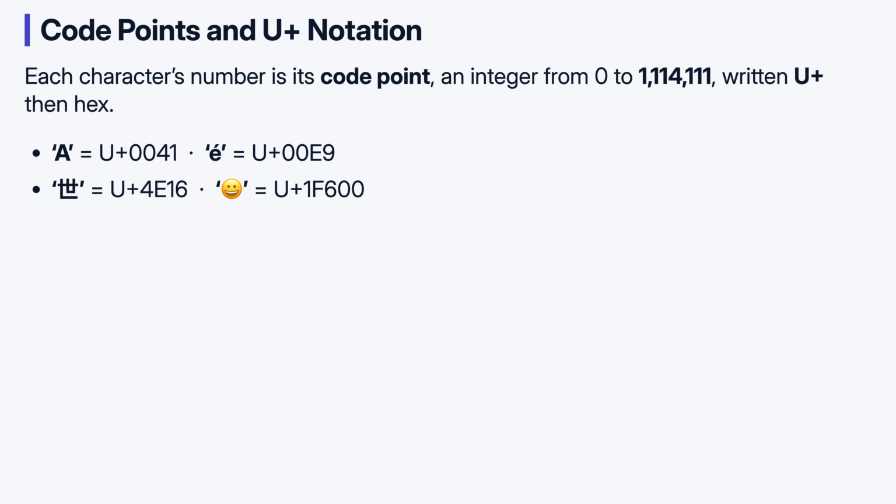The Chinese character meaning world is U+4E16. The grinning face emoji is U+1F600. And by design, the first 128 code points are exactly ASCII, and the first 256 are exactly Latin 1. Plain ASCII text uses these same code points, so it carries over with no change.